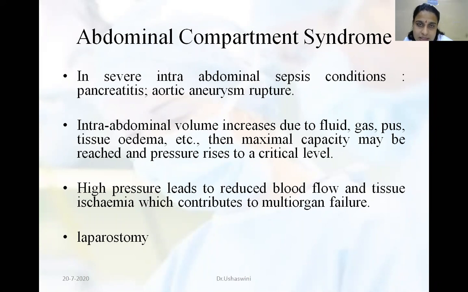There is a certain capacity. The abdominal wall can withstand rising pressures up to a certain point. But when the maximum capacity is reached, it leads to pressure necrosis and death. So this intra-abdominal volume increases because of fluid collection, gas or pus accumulation, or tissue edema during some inflammatory processes.